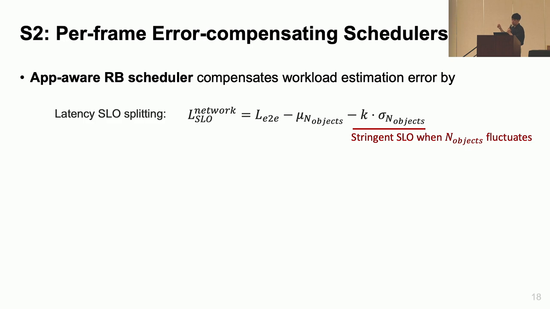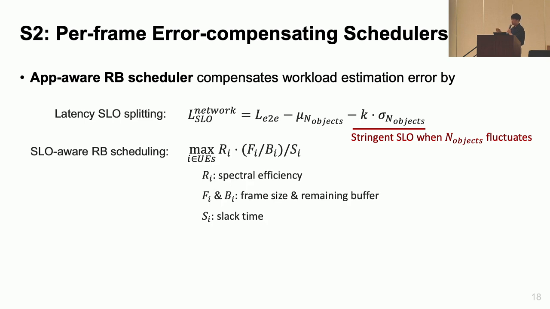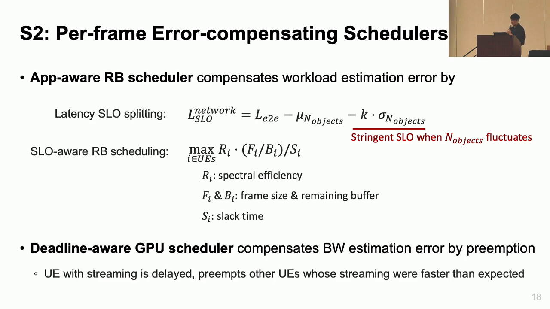First, the application-aware RB scheduler compensates the workload estimation error by latency SLO splitting, meaning we set a stringent network SLO when the workload fluctuates, so that the network streaming can finish early and leave margin for compute workload estimation error. We have also designed an SLO-aware RB scheduler to serve that purpose. I won't go into the details for that.